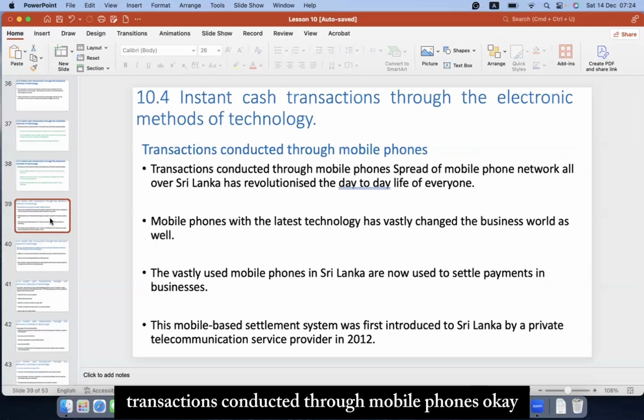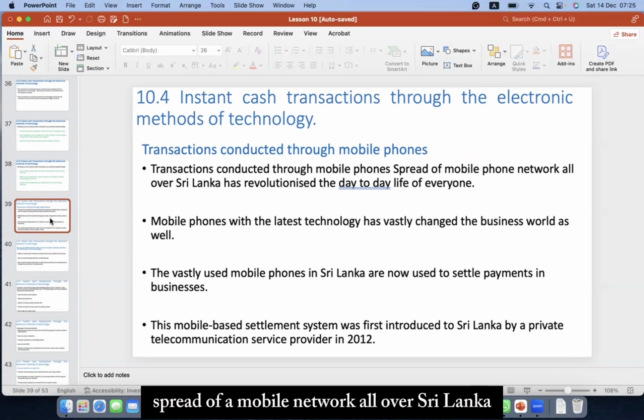Transactions conducted through mobile phones. Okay, let's look at what are the transactions that are conducted through mobile phones. The spread of mobile networks all over Sri Lanka has revolutionized the day-to-day life of everyone. Mobile phones with the latest technology have vastly changed the business world as well.